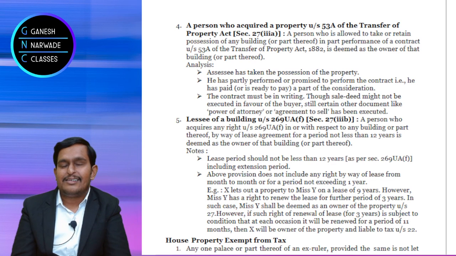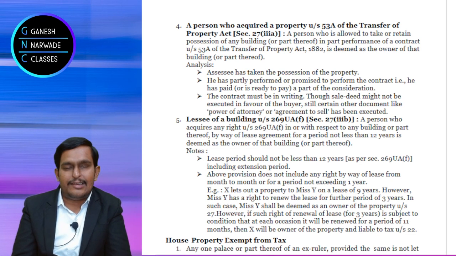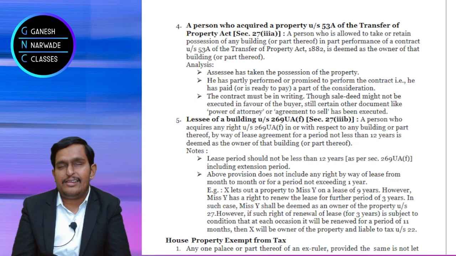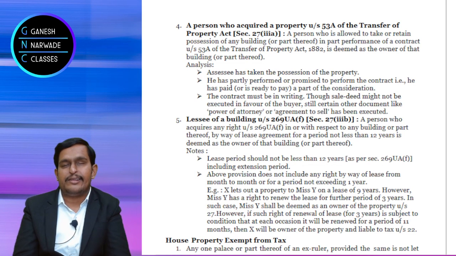The answer is, Chhagan Lal paid the money, he is considered as the owner. There is an agreement to sell with Chhagan Lal, so Chhagan Lal is the owner. Legally, document-wise, he is not, but still substantially he is. That's why he is the deemed owner under section 27 clause 3a.